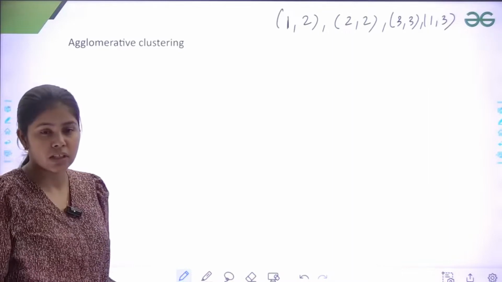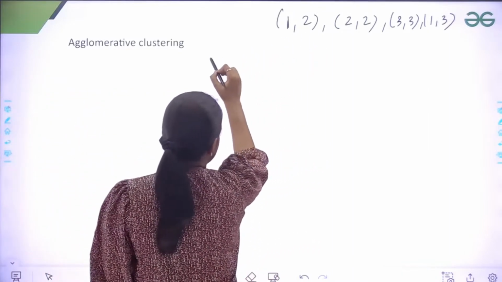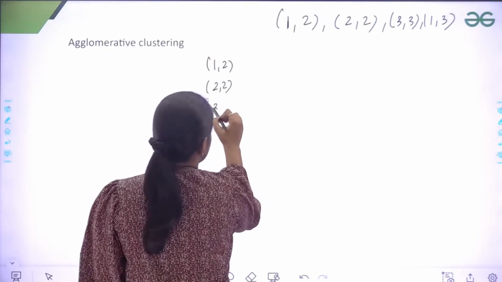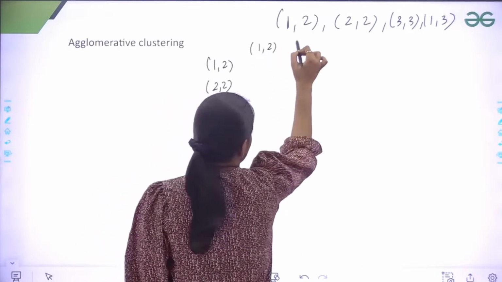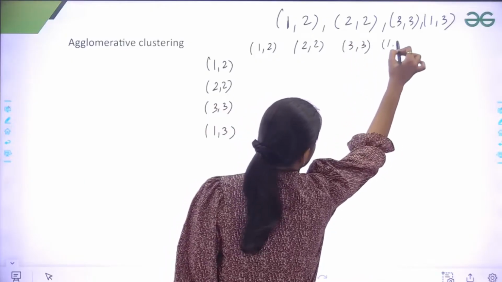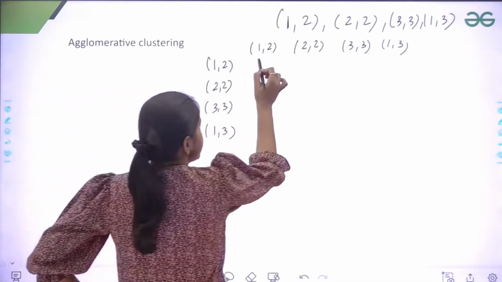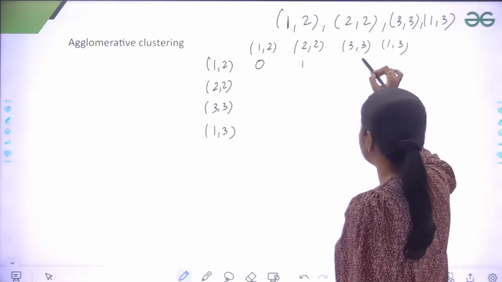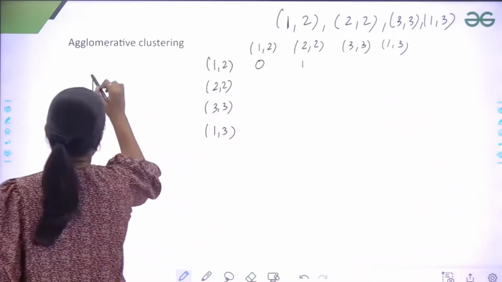Let's find out the distances between the points (1,2), (2,2), (3,3) and (1,3). So let's write down these points: (1,2), (2,2), (3,3) and (1,3), right? The distance between (1,2) and (1,2) would be 0. (1,2) and (2,2) would be 1. (1,2) and (3,3), here I'm using Euclidean distance, right? I hope all of you know what Euclidean distance is.